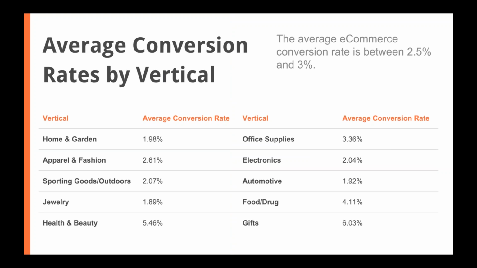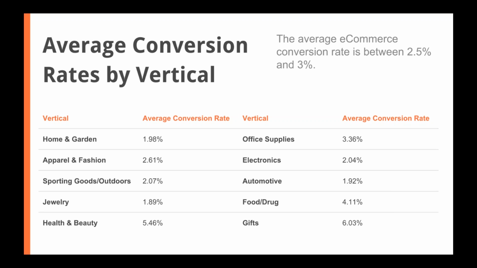So this one's pretty interesting. It's average conversion rate by vertical. So whenever you're thinking about how to improve your conversion rate, obviously you want to be among the top performers within your category. So if you're in home and garden, the average conversion rate is 1.98, but if you're in the gifts category, it actually goes up to around 6%. So the average across all e-commerce stores tends to hover around that 2.5 to 3%, but you can see that it does vary by category.